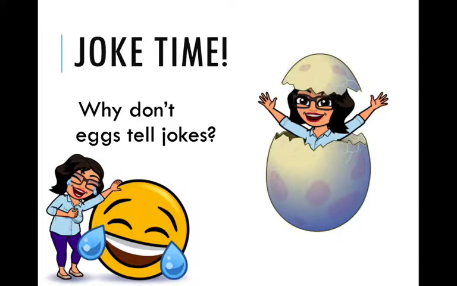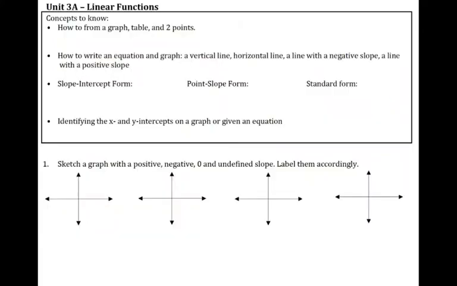All right, moving on to Unit 3. Linear functions. Whew. Okay, so what do I need to know about linear functions? I need to know how to, from a graph, form a graph, table and 2 points. That statement doesn't make any sense. I'm assuming it's talking about how to find the slope. Slope. That would make more sense. How to find the slope from a graph, table, and 2 points.